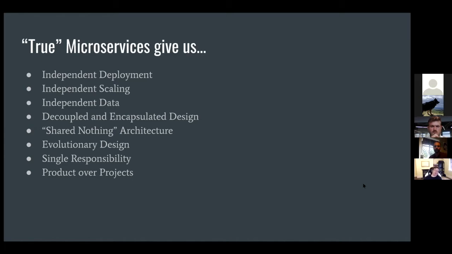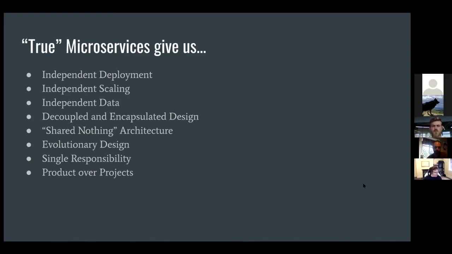It gives you independent data as well, so it keeps all your data stores focused and tight, and stops any individual one from getting overused. It gives you a decoupled and encapsulated design, which gives you plenty of reuse opportunities. It gives you the opportunity to match services up in new kinds of interactions that you don't get in a monolith. It gives you something called shared nothing architecture, true independence. This means that no libraries, no code is shared between them. This is actually quite a challenge.